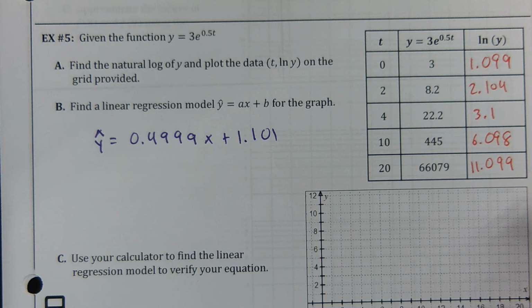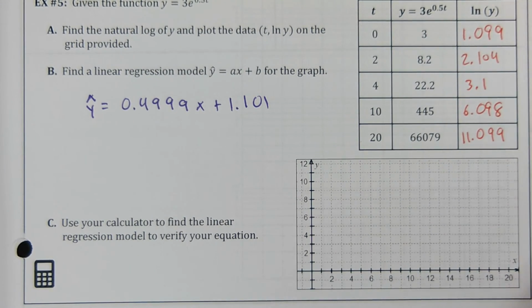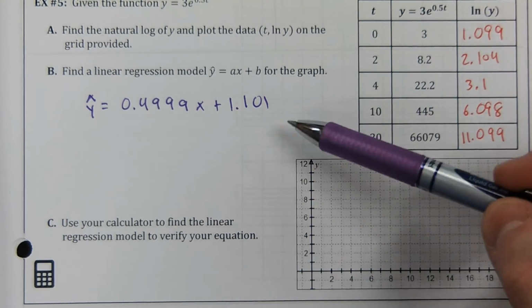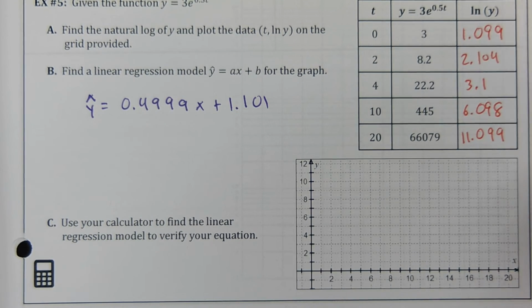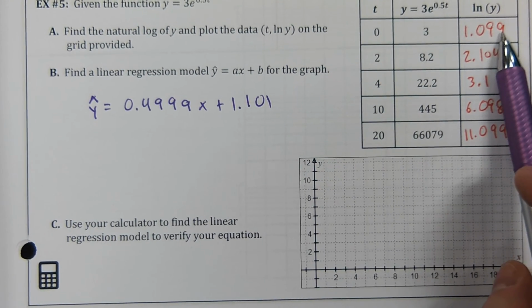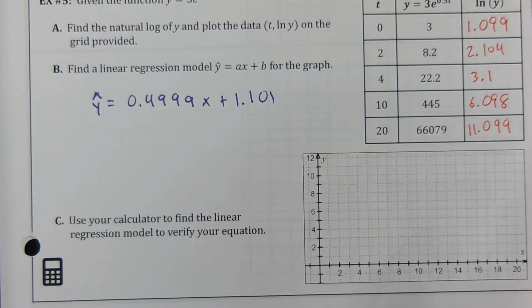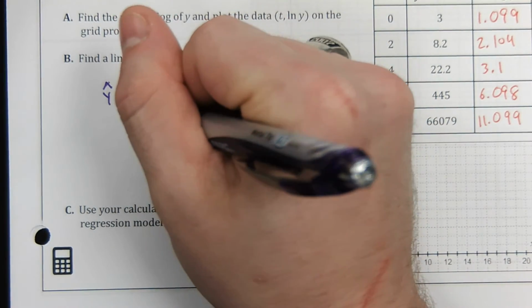And it says use your calculator to find the linear regression model to verify your equation. Oh, that's stupid. That's what I just did. Oh, I see. This one I was supposed to do by hand and get the average rate of change was exactly 0.5 and then say that this is the y-intercept at 1.099. That's what I was supposed to do. And I have them backwards. So this is the true regression. This is the tech regression.